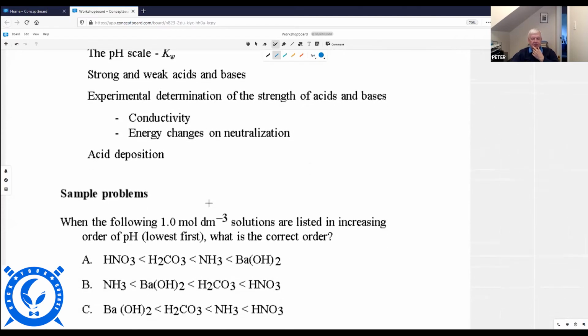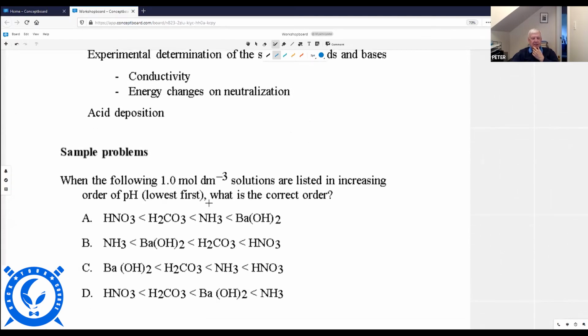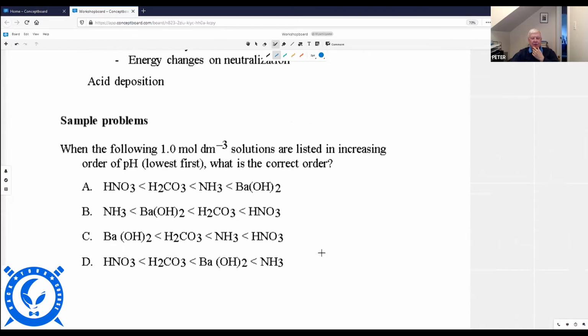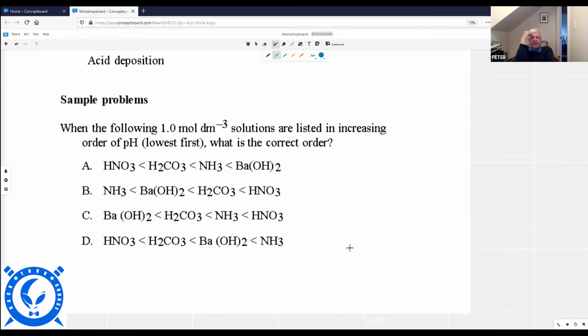Okay, so to get you thinking about acids and bases, here's a fairly straightforward multiple choice question. If you take 1 molar solutions of these various species, how would you rank them in terms of pH, lowest first?